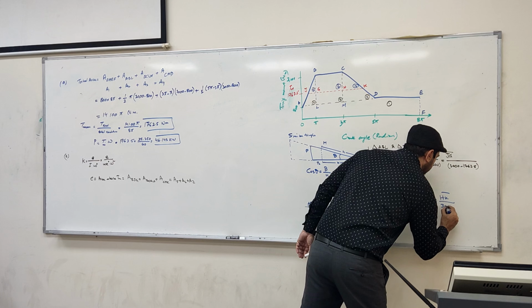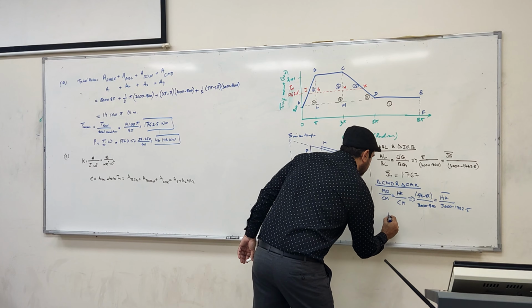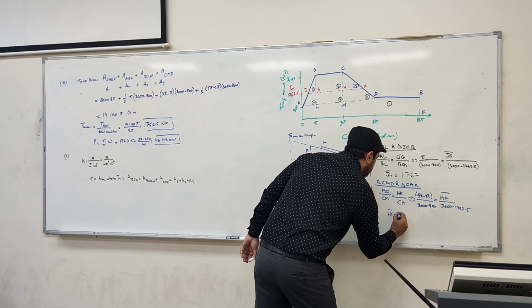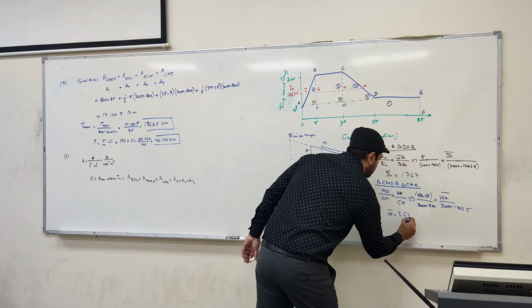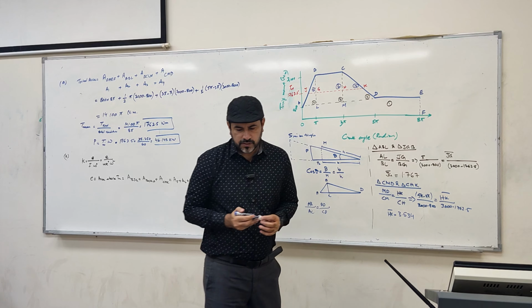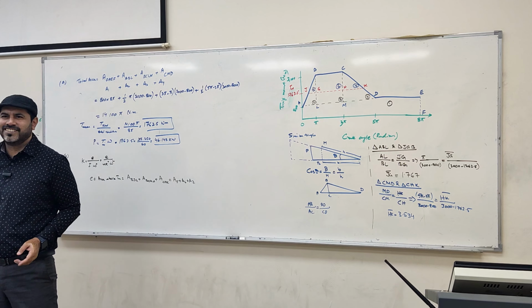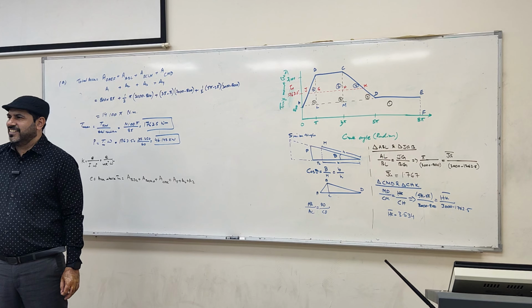3000 minus 1762.5. So what is the value of HK? 3.53. What is the value in the solution? Oh my God, we cannot get better than this. Okay.